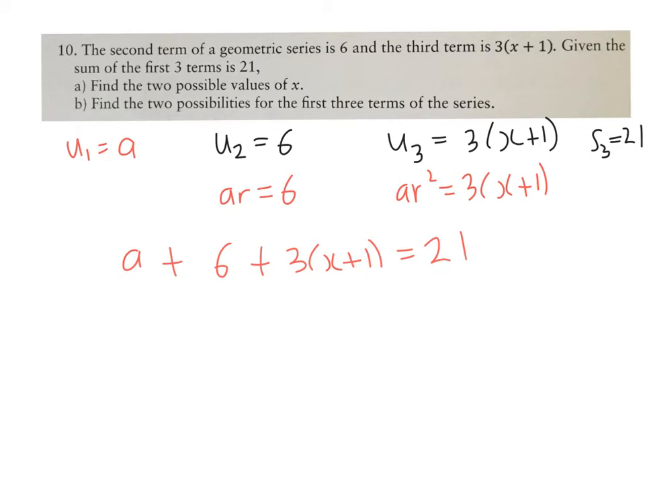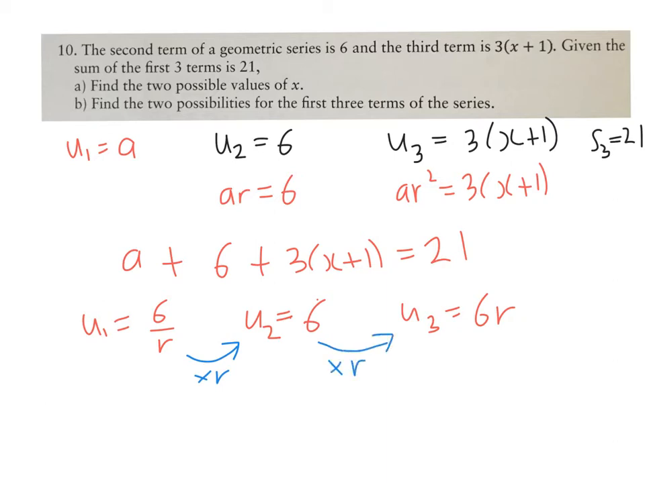Let's think in terms of the common ratio. If u2 equals 6, then without any other knowledge, you could say that the first term would be 6 divided by r. And the third term has to be 6 times r, because you go from each term by multiplying by the common ratio r. So if you've got 6 divided by r and you multiply by the common ratio, you get 6, and you multiply by r again to get 6r. That's what a geometric progression is.